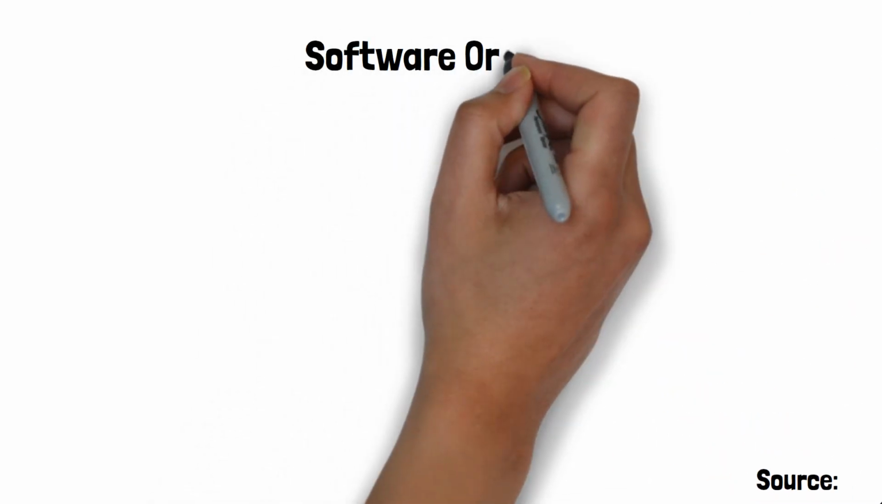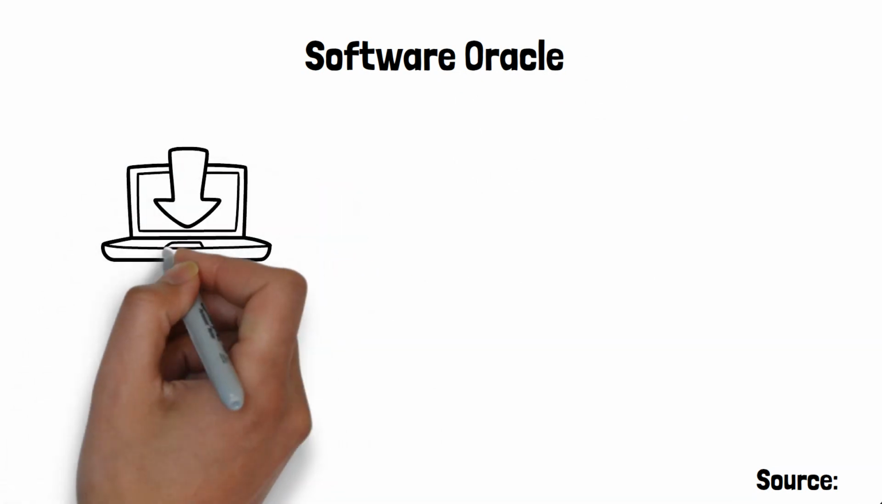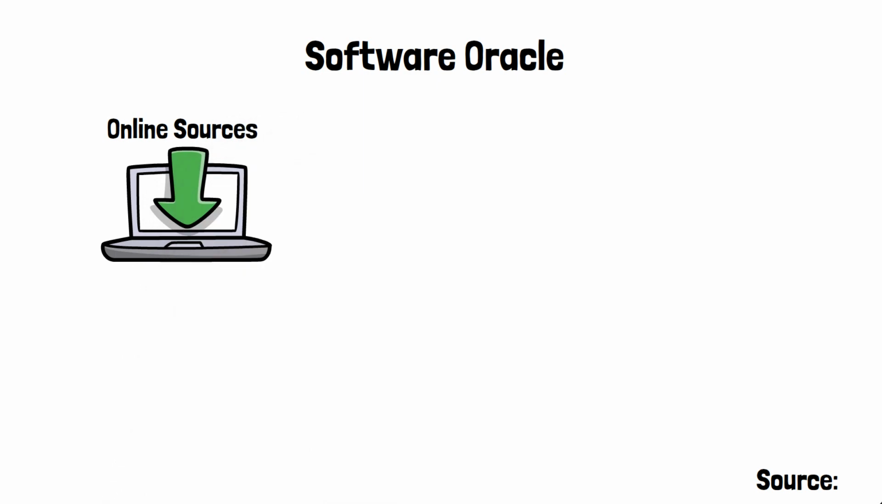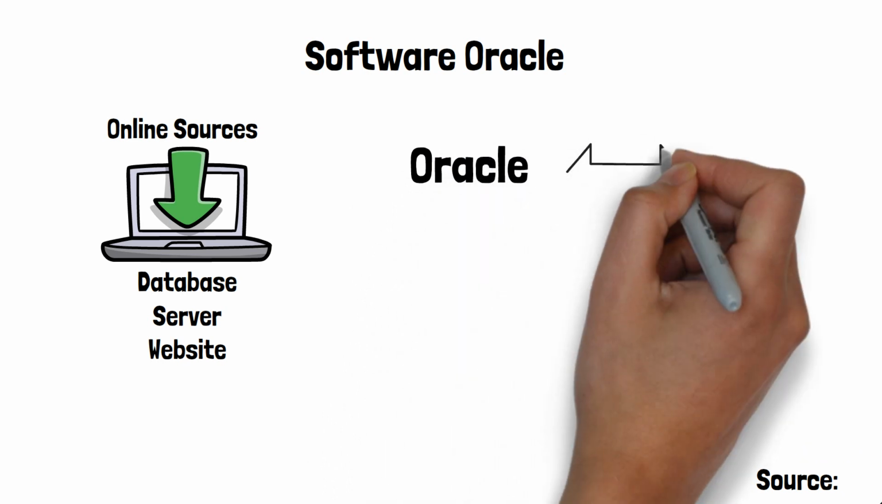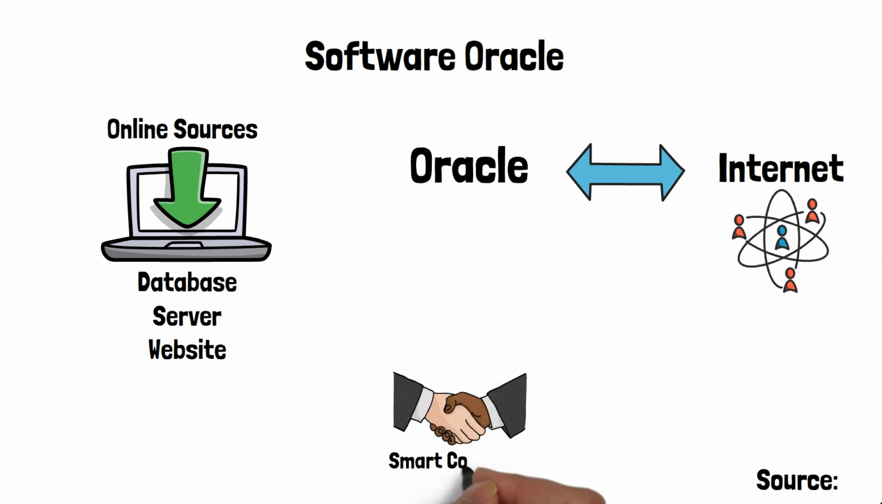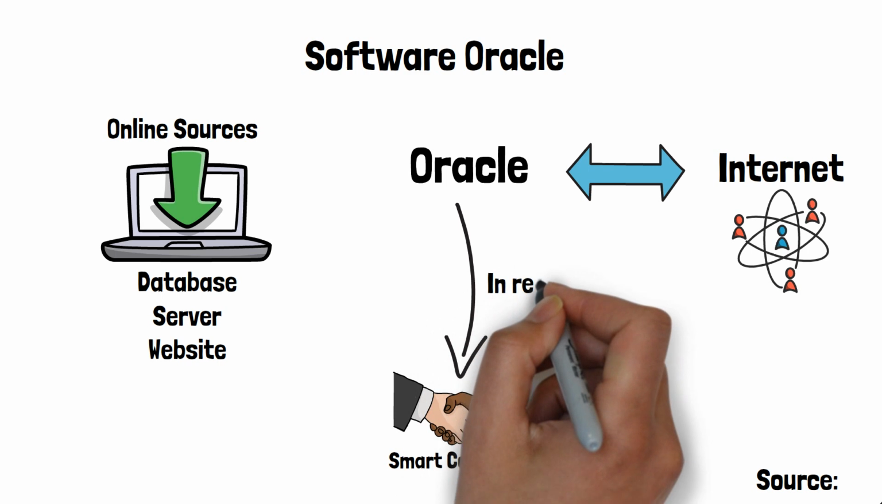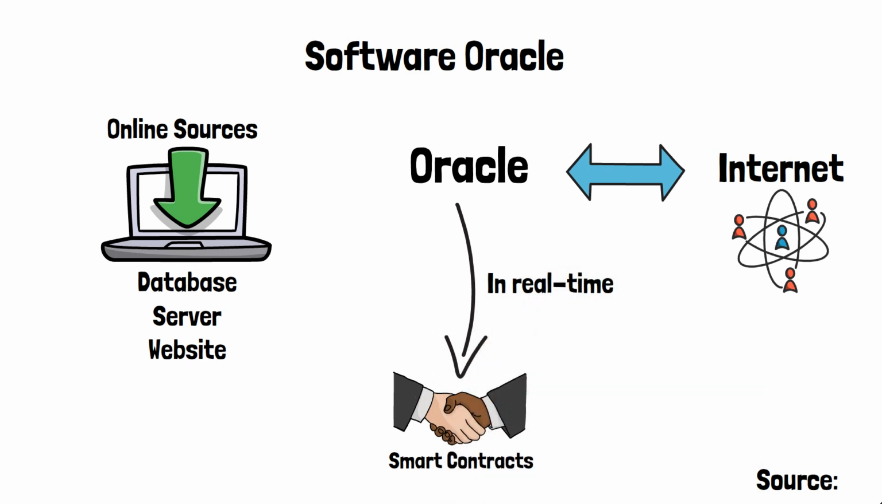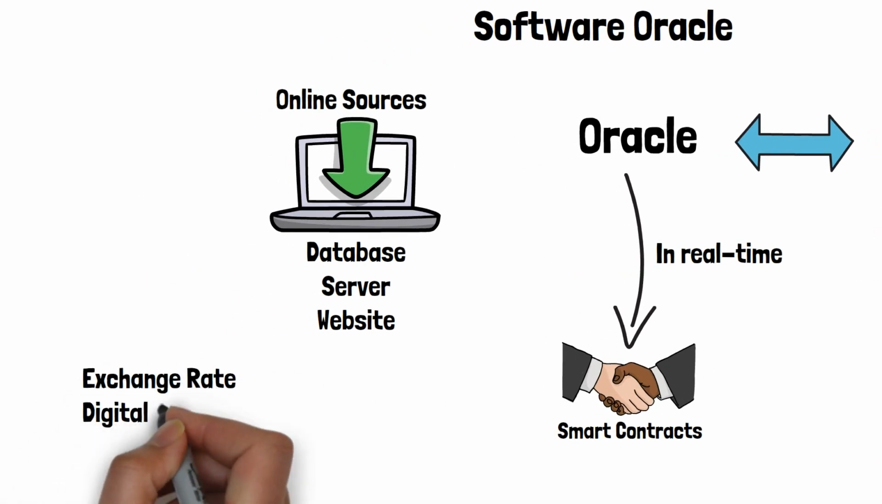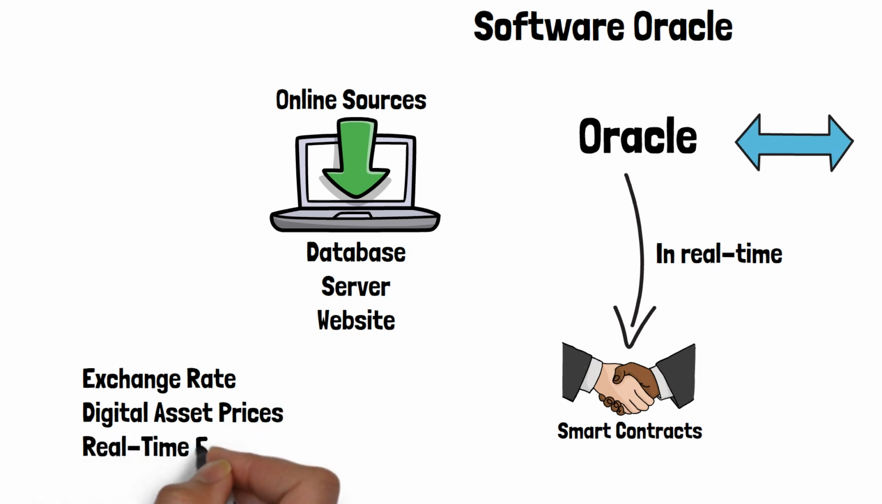Let's have a look at software oracles. Software oracles interact with online sources of information and transmit it to the blockchain. This information can come from online databases, servers, websites, essentially any data source on the web. The fact that software oracles are connected to the internet not only allows them to supply information to smart contracts, but also to transmit the information in real time. This makes them one of the most common types of blockchain oracles. Information typically provided by software oracles can include exchange rates, digital asset prices, or real-time flight information.